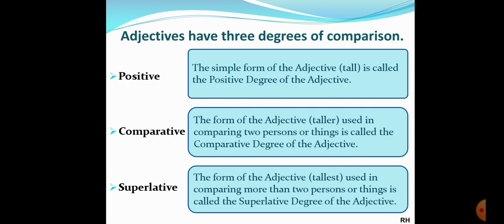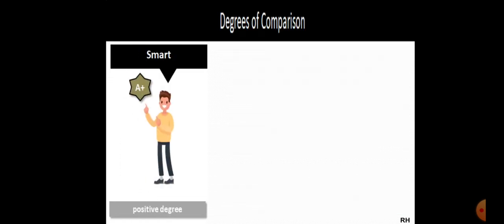Okay, so I hope this is clear, students. Let's take one example to understand it better. For example, degrees of comparison. Now here you can see the positive degree. Here we are talking about this particular person. We are not comparing him with anybody. We are just saying that he is smart. So smart is the positive degree of adjective, positive degree of comparison.